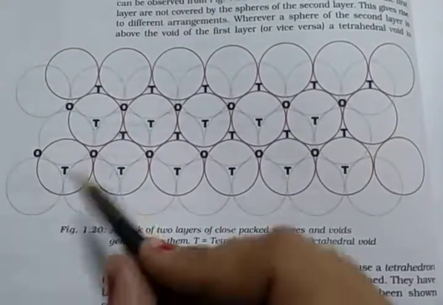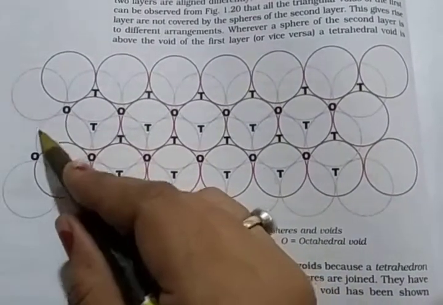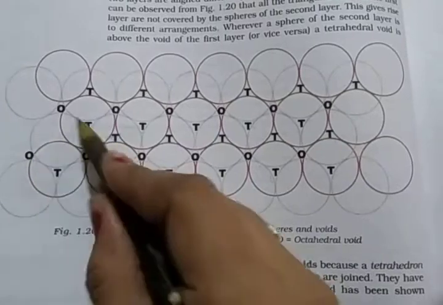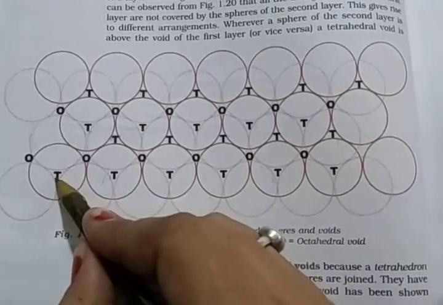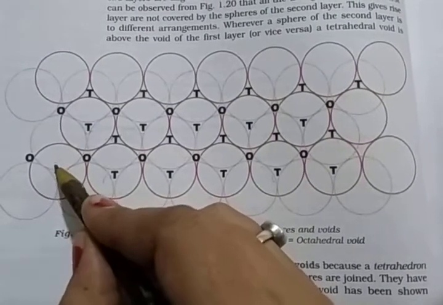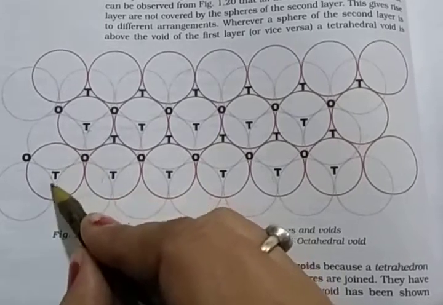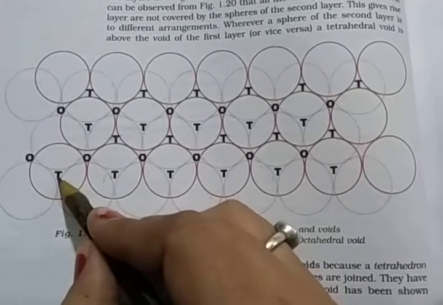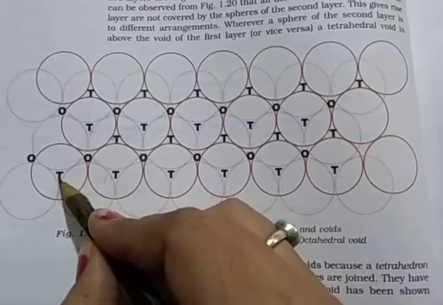So here you see in the back side light lines, light circle way. See, this void is covered by downside 3 and then upper side 1. So how many spheres are covered by this void? 4. So it is a tetrahedral.